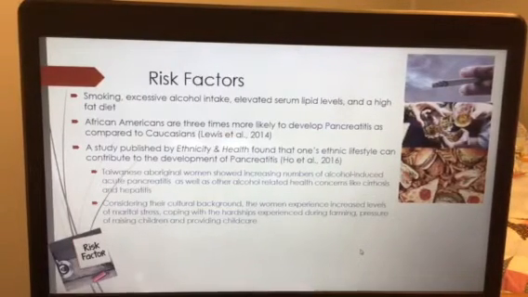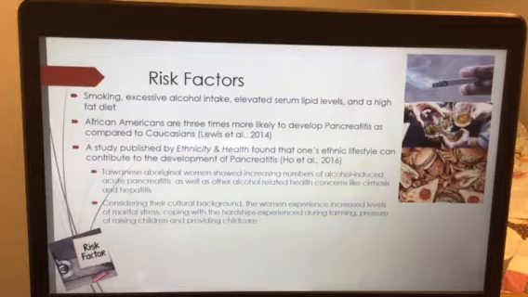That brings us to some risk factors. So we have smoking, again, excessive alcohol intake, elevated serum lipid levels, and a high-fat diet. African Americans are actually 3 times more likely to develop acute pancreatitis compared to Caucasians.